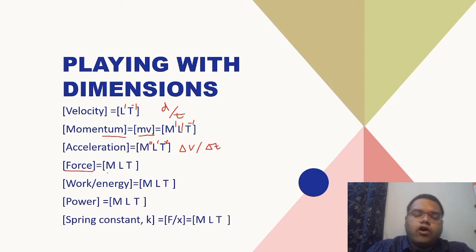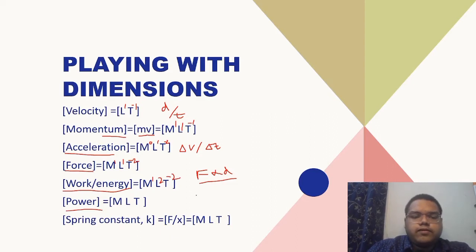Force is not mass independent. It is the mass times acceleration. So M to the power 1, L to the power 1, T to the power minus 2. Work or energy. Work or energy is force into distance moved. So M to the power 1, L to the power 2 and T to the power minus 2.